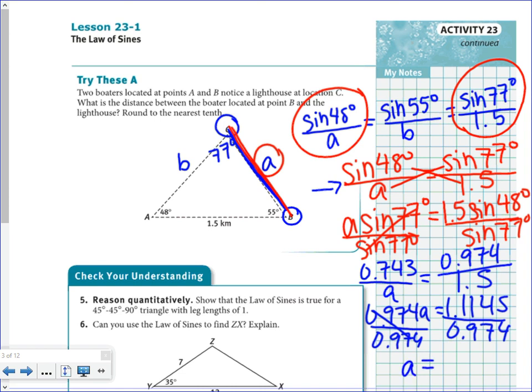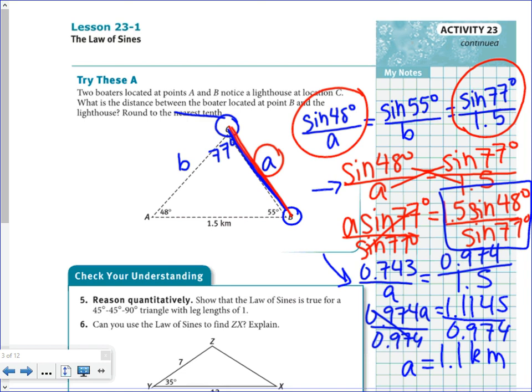and if you round to the tenth, because they said round to the nearest tenth, so one decimal place, you have 1.1 kilometers. So you should get the same answer whether you used this in your calculator or whether you did it this way. And either way is fine.